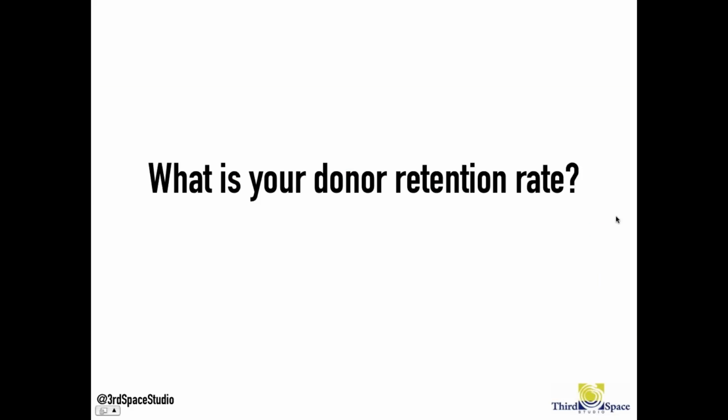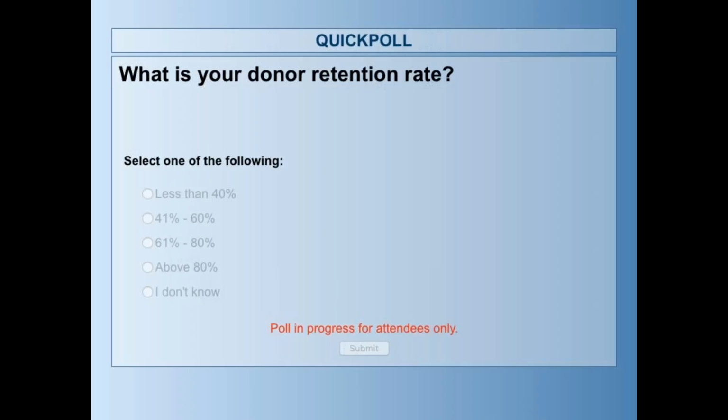So now I want to ask you if you have a sense of your donor retention rate. So again, you have the option of saying, I don't know, which is also data in and of itself if you don't know your retention rate. So we've got a couple of categories: less than 40, 40 to 60, 61 to 80, above 80%. So take your best guess if you don't know, or let us know you have no idea. You can click that I don't know button. Give folks just a couple more seconds to put in their vote.